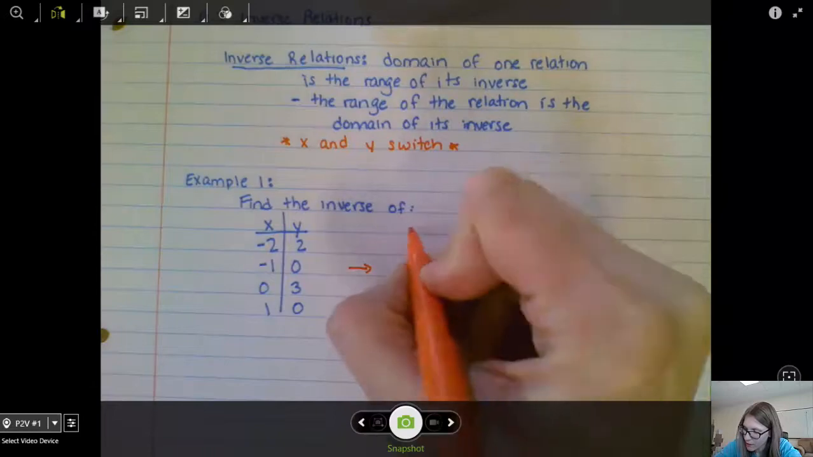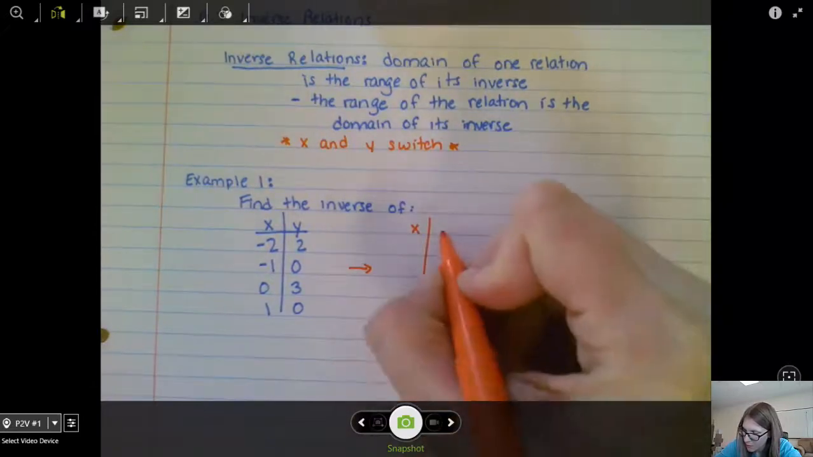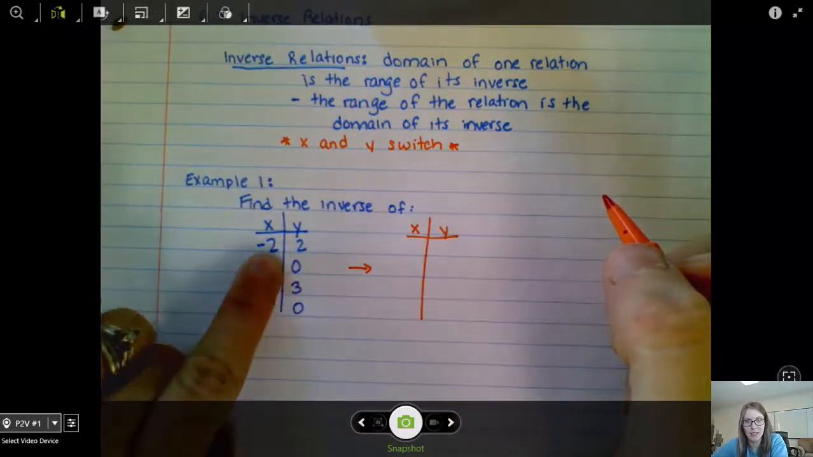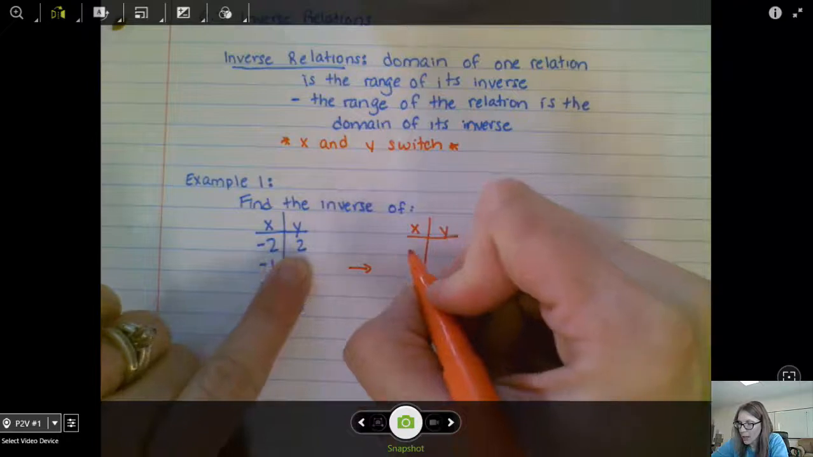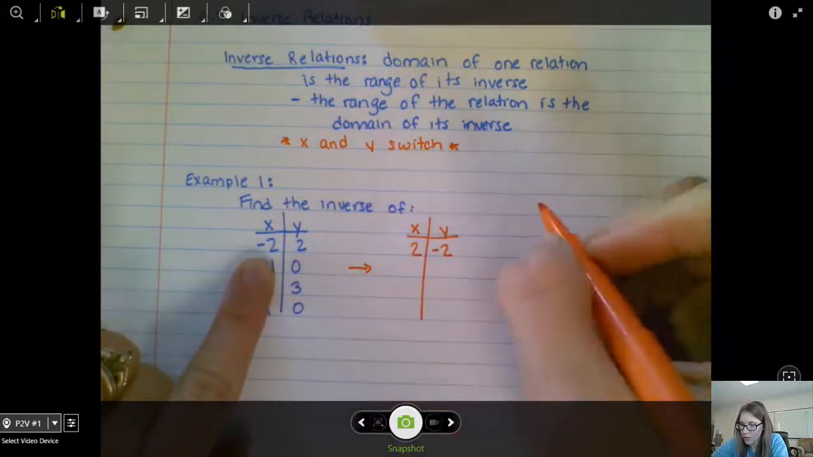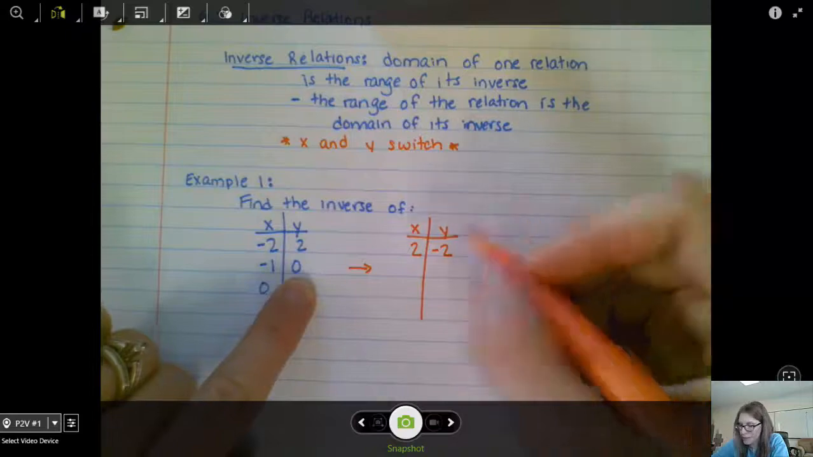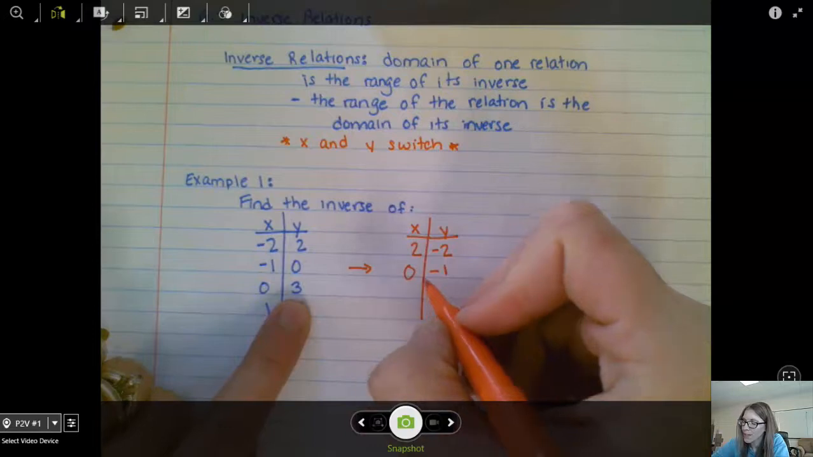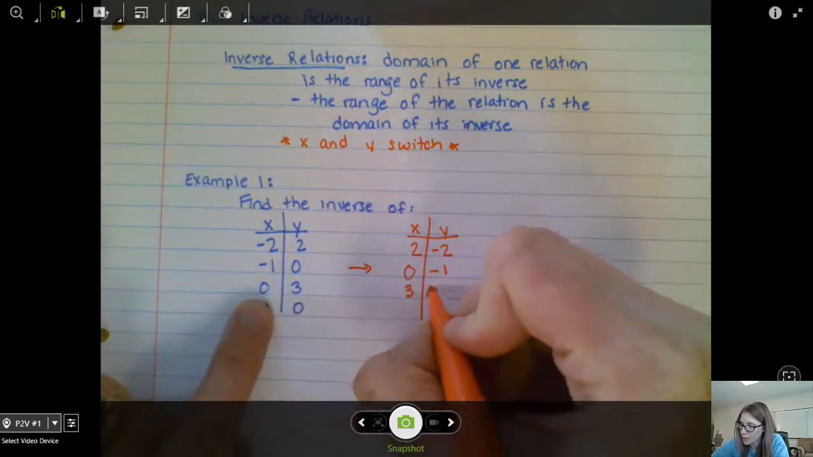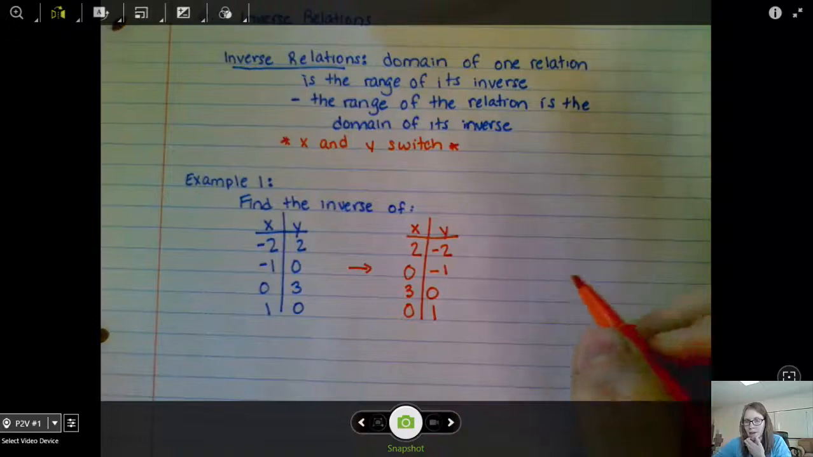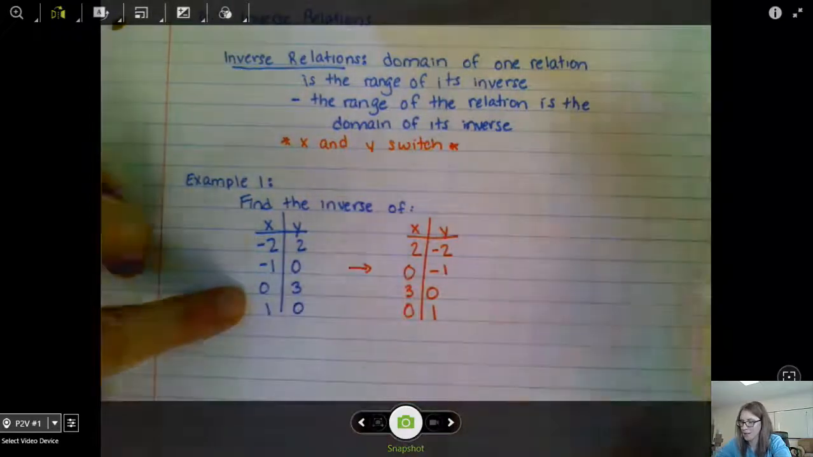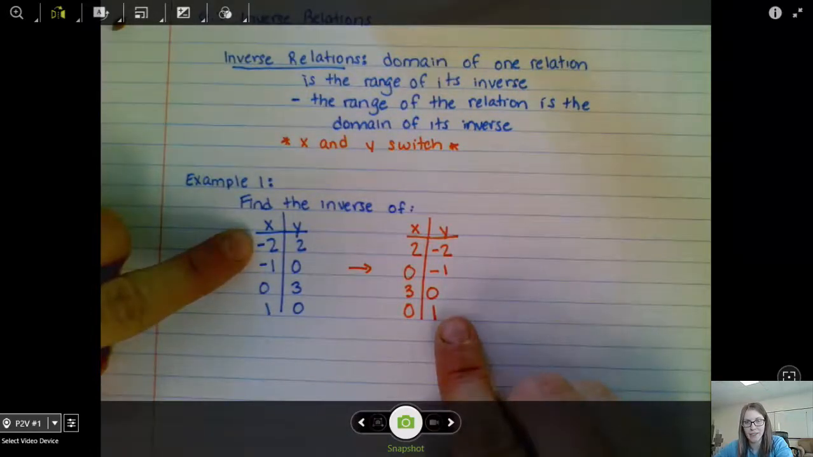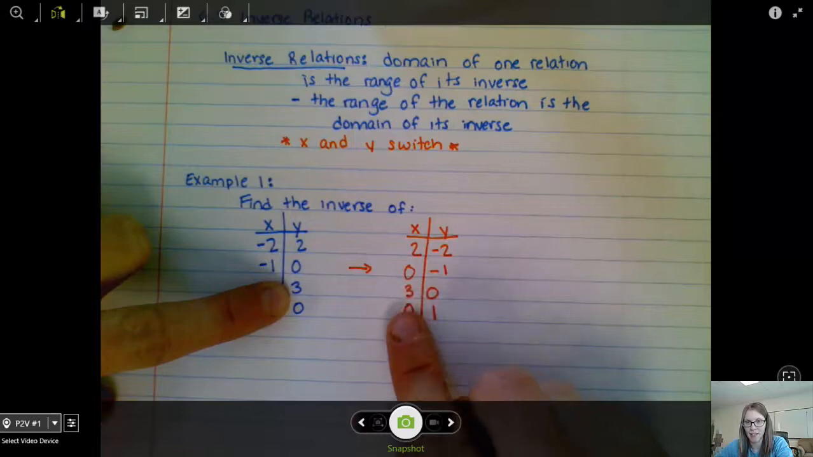So the inverse, instead of this ordered pair (-2, 2), my point would be (2, -2). Instead of the point (-1, 0), I'd have (0, -1). And then we continue to switch. So I'd have (3, 0), and then (0, 1). Again, what was my x's over in my original relation are now the y's in my inverse. What was the y's is now my x's.